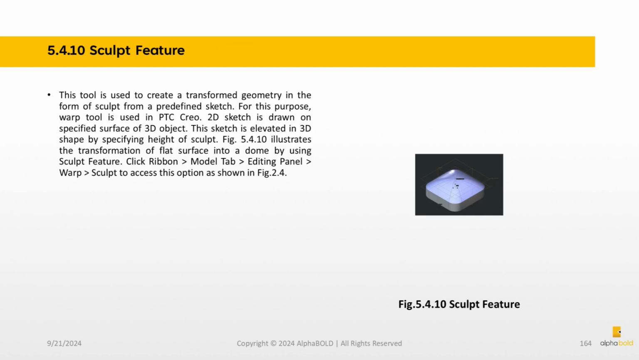Sculpt Feature. This tool is used to create a transform geometry in the form of a sculpt from a predefined sketch. For this purpose, the Warp tool is used in PTC Creo. A 2D sketch is drawn on a specified surface of the 3D object. This sketch is elevated into a 3D shape by specifying the height of the sculpt. Click Ribbon Model tab, Editing Panel, Warp, Sculpt to access this option.